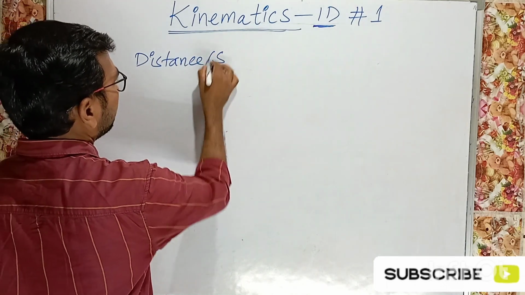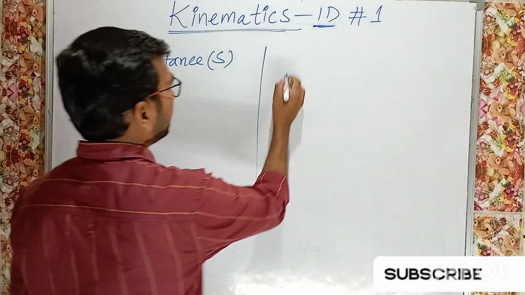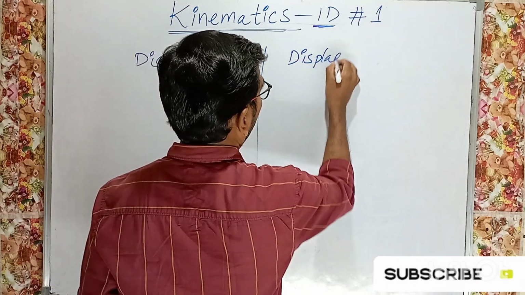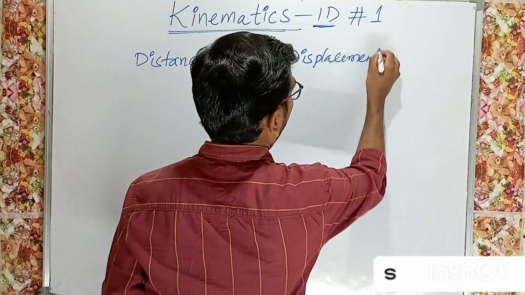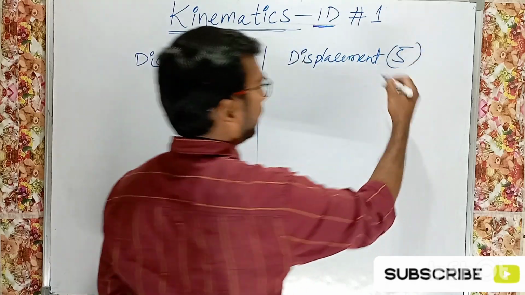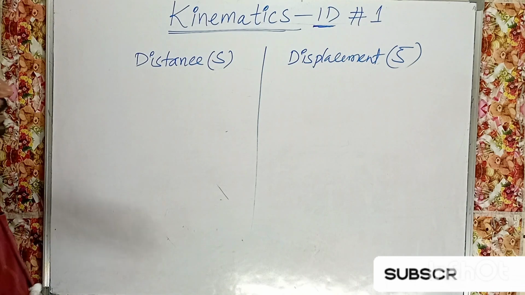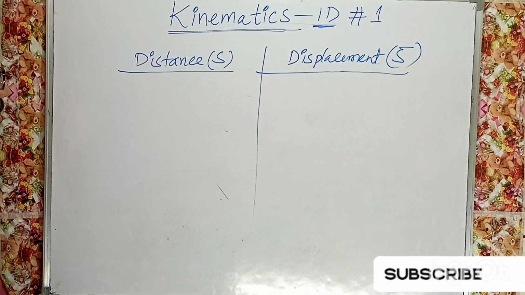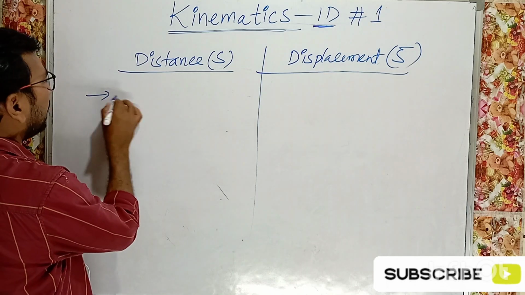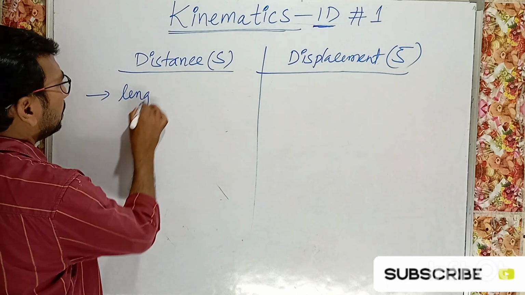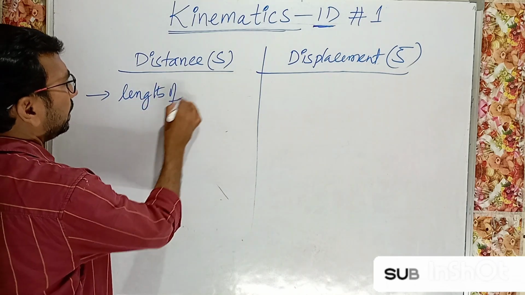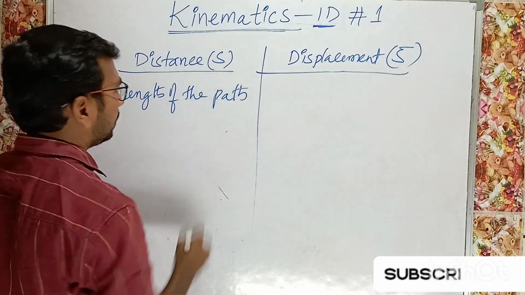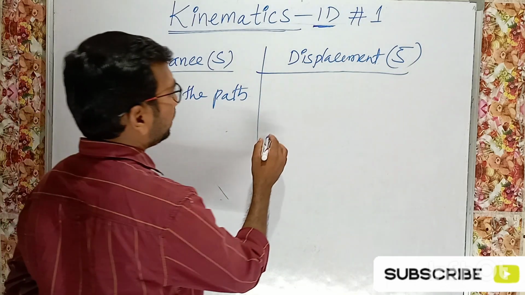The symbol for distance is S. Displacement can be described as S bar. Okay? Distance and displacement. So what is distance? Simply the length of the path is called distance. Length of the path is called distance. What does displacement mean?